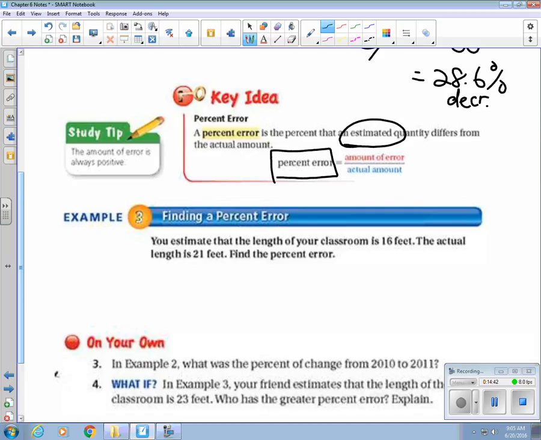And again, the amount of error is very similar to the amount of change. The amount of error is going to be the difference between the estimate and the actual. So I kind of want to put that in here somewhere. The amount of error is equal to the difference between the estimate and the actual. All right, so you might want to put that in your notes. The amount of error is the difference between the estimate and the actual, and then we're going to divide that by the actual amount. All right, so let's take a look at an example here.